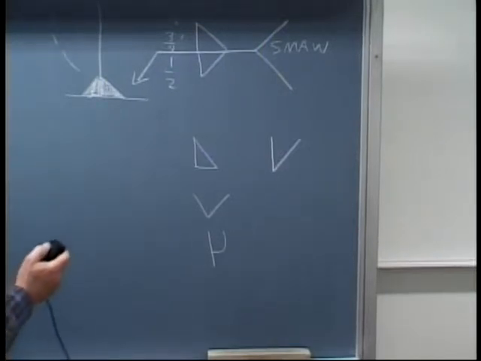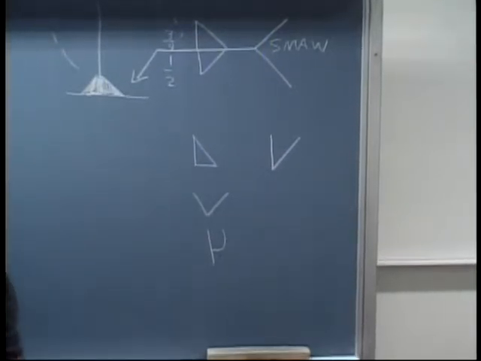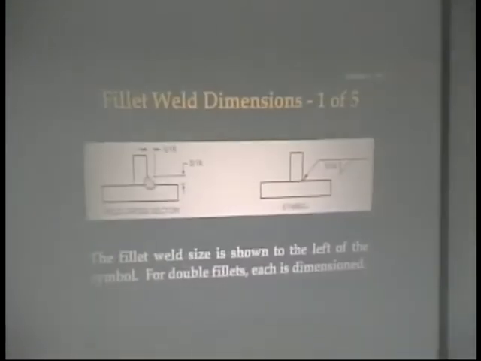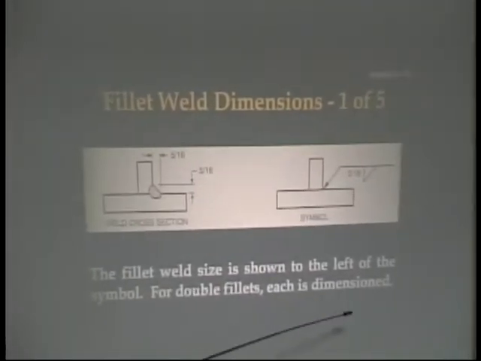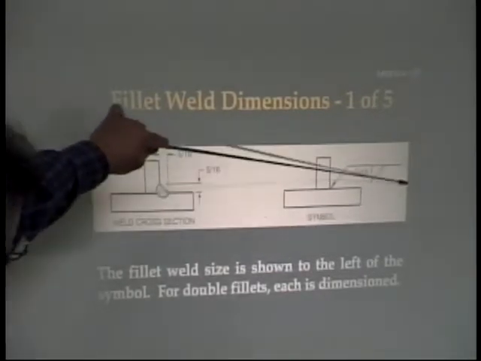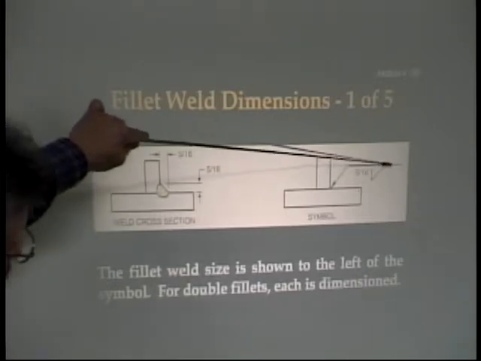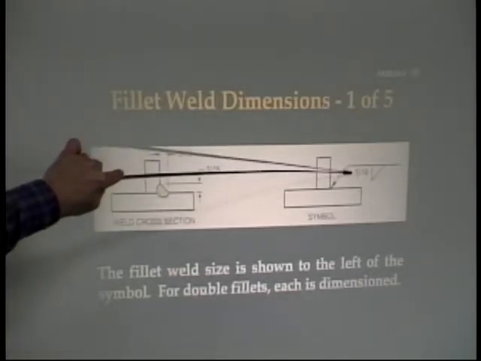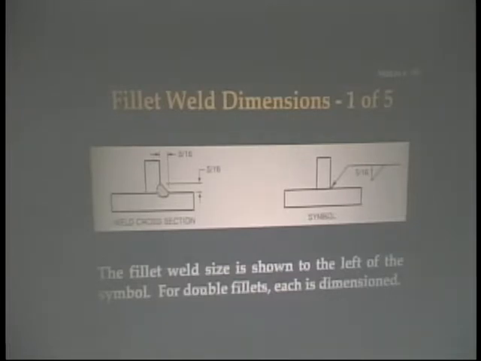Looking on page 1109, top of the page, you have this diagram in your text, and it says fillet weld size is shown to the left of the symbol. For double fillets, each is dimensioned. So here's the symbol that we're looking at. And you see we have an arrow, we have a reference line, we have a fillet weld symbol, and the dimension 5/16. So that means we want a 5/16 fillet weld on the arrow side of the joint. And then if you look at it in weld cross-section, it's dimensioned out. And sometimes you'll get a blueprint that actually draws it out for you and says, all right, we want a 5/16 weld and 5/16 weld, so there's no question that this is what you want.